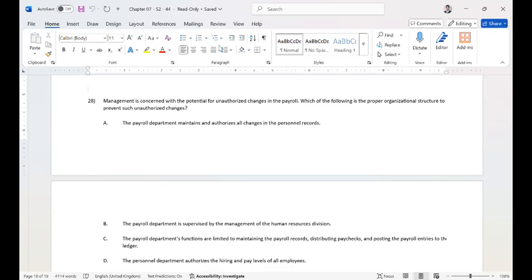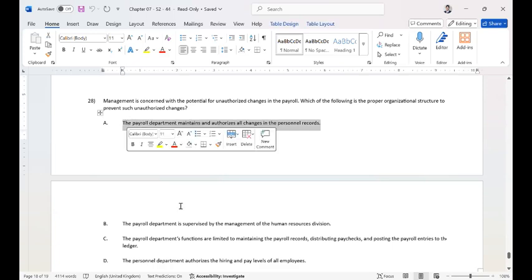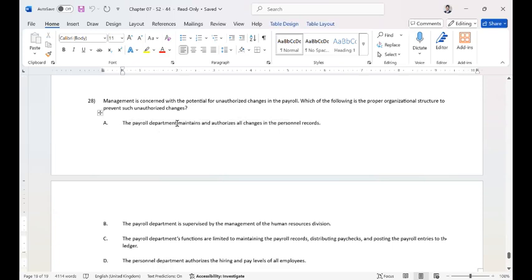What is the answer to this? A. Management is concerned with the potential for unauthorized changes in the personnel records. Which of the following is the proper structure to prevent the failure to maintain and authorize all changes in the personnel records? Is it the payroll department or the HR department? Or should it be the personnel department authorizing the hiring and pay levels of all employees?